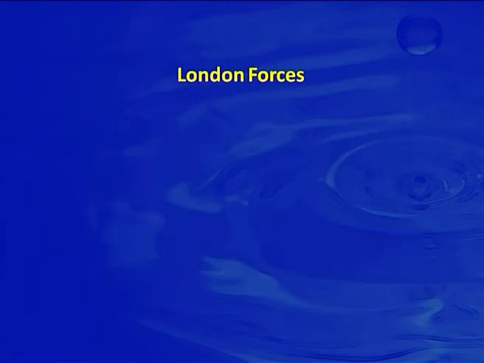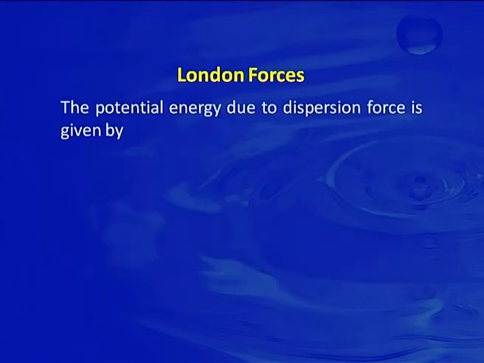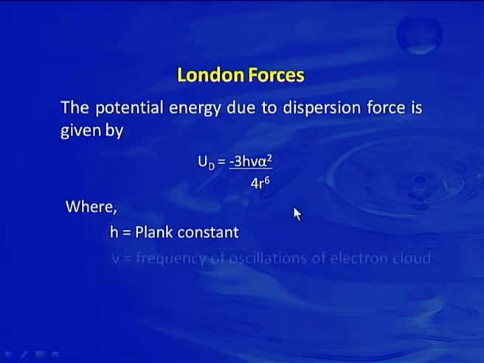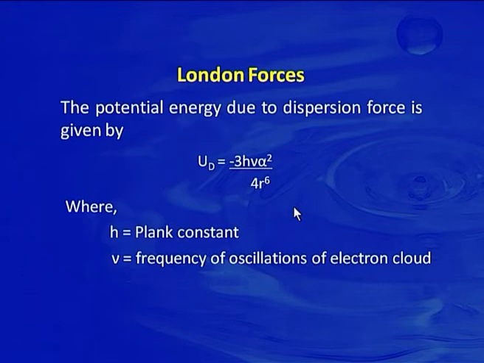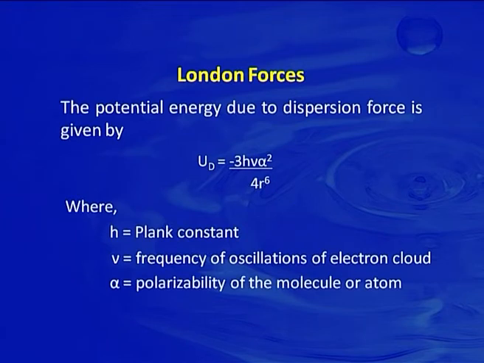The potential energy due to the dispersion force or London force is given by the formula U_d equal to minus 3 h nu alpha squared upon 4 r^6, where r is the distance, h is the Planck constant, nu is the frequency of oscillation of the electron cloud, and alpha is the polarizability of the molecule or atom.